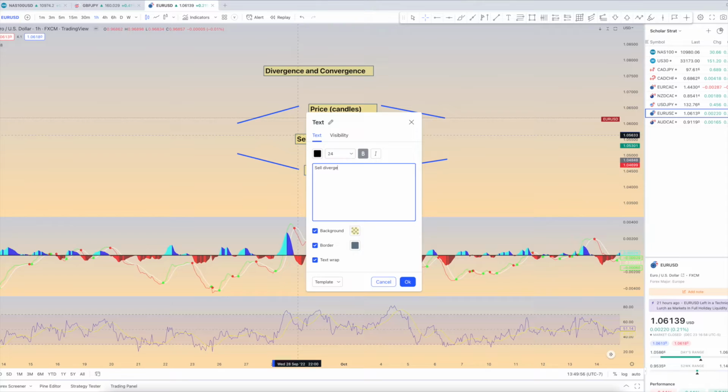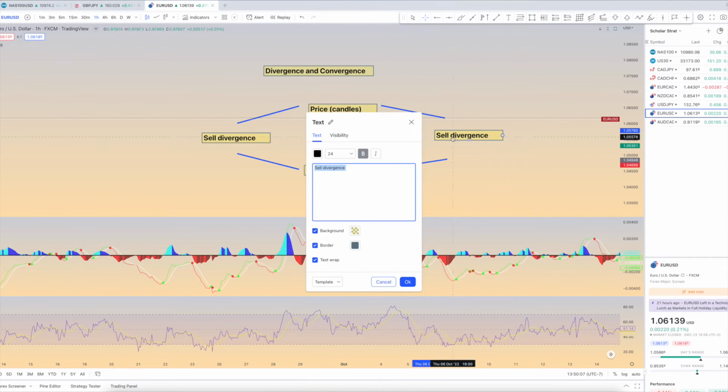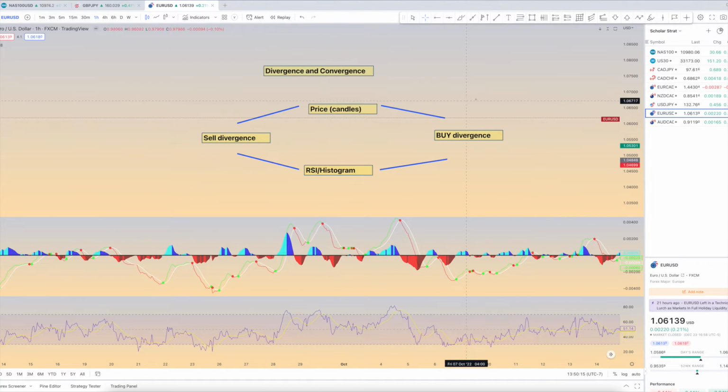There we go. So that's a sell divergence, and this is a buy divergence. Okay, very simple to find, and I'll show you how to do that in just a second. So we'll dive in. So that is divergence.